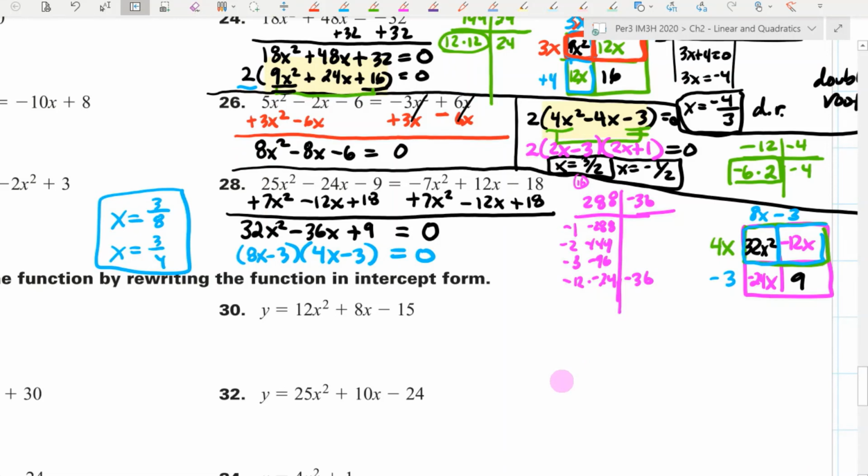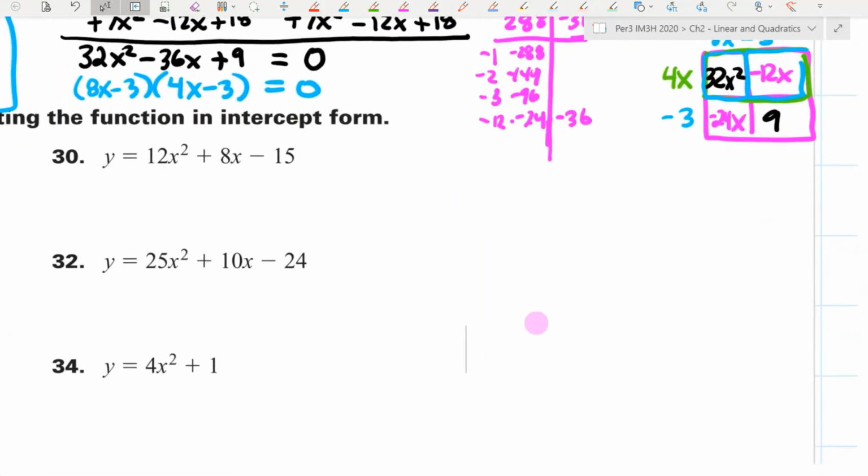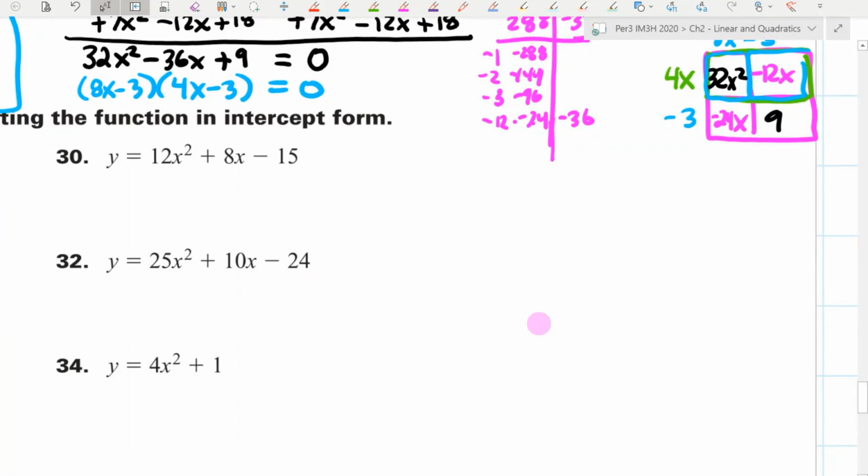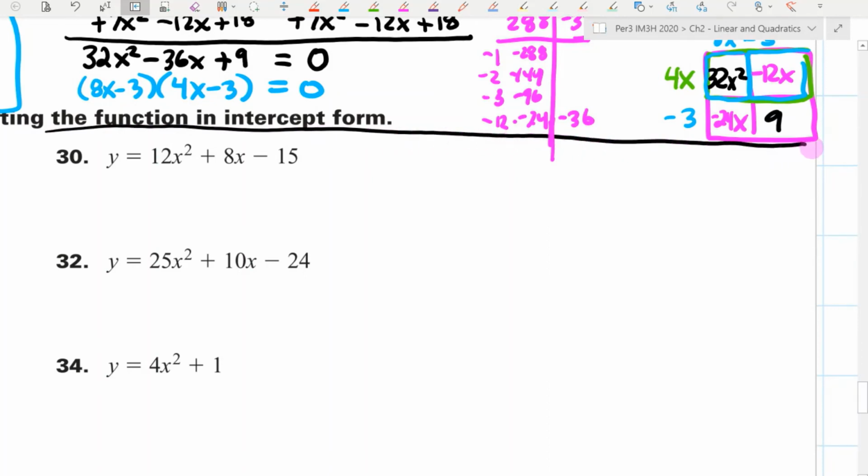And again, this is why it's better to use your own paper, because it's all crammed in here on this worksheet. I have extra room because I'm on a computer, but you guys would not. So you need to make sure you try to do this so that you can follow your work and I can follow your work as well.